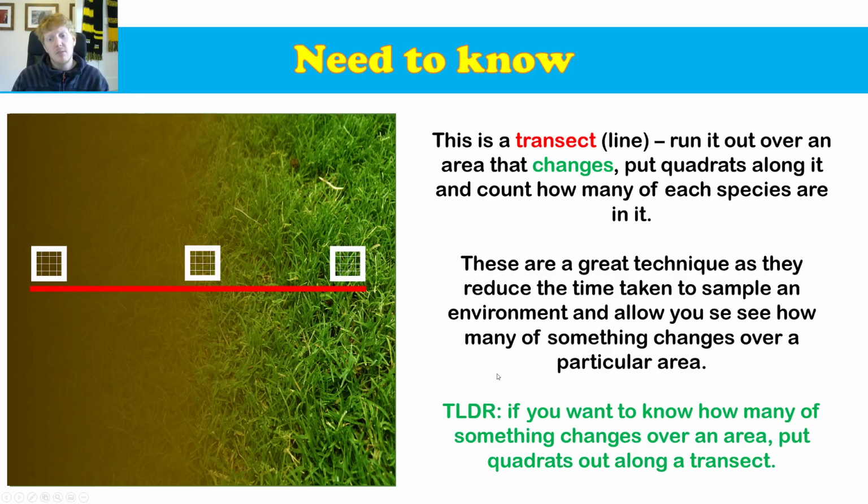If it was too long and you didn't read that: if you want to know how many of something changes over an area, you use a transect with quadrats. So if it's changing, use a transect with quadrats. If you're just trying to sample an area, just use quadrats.